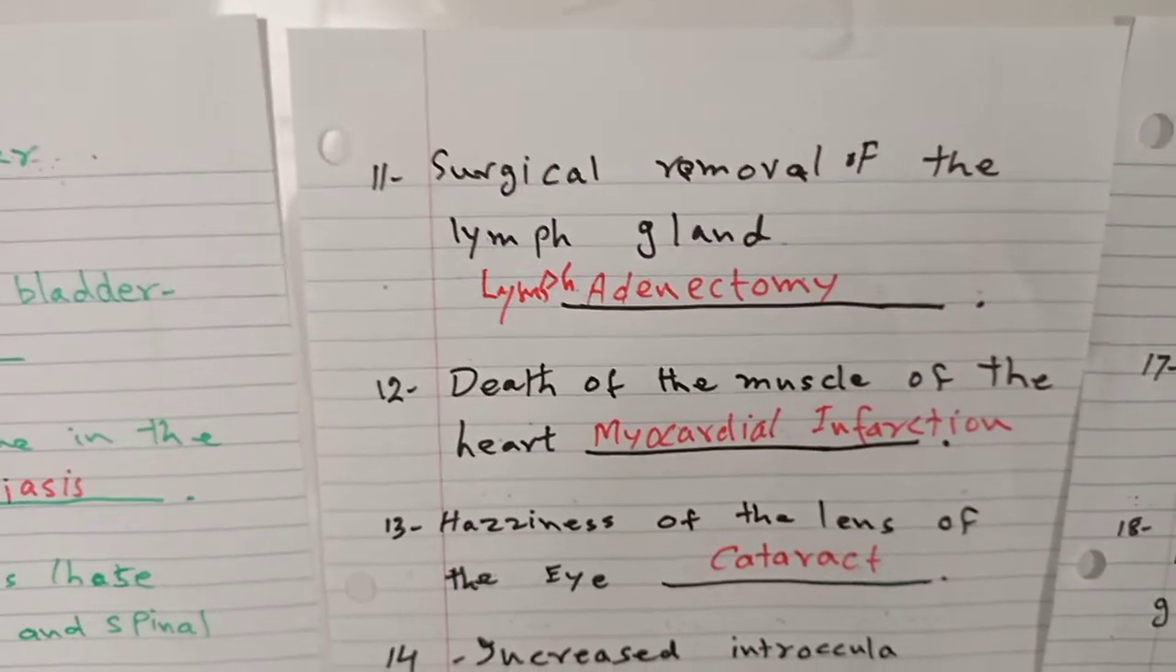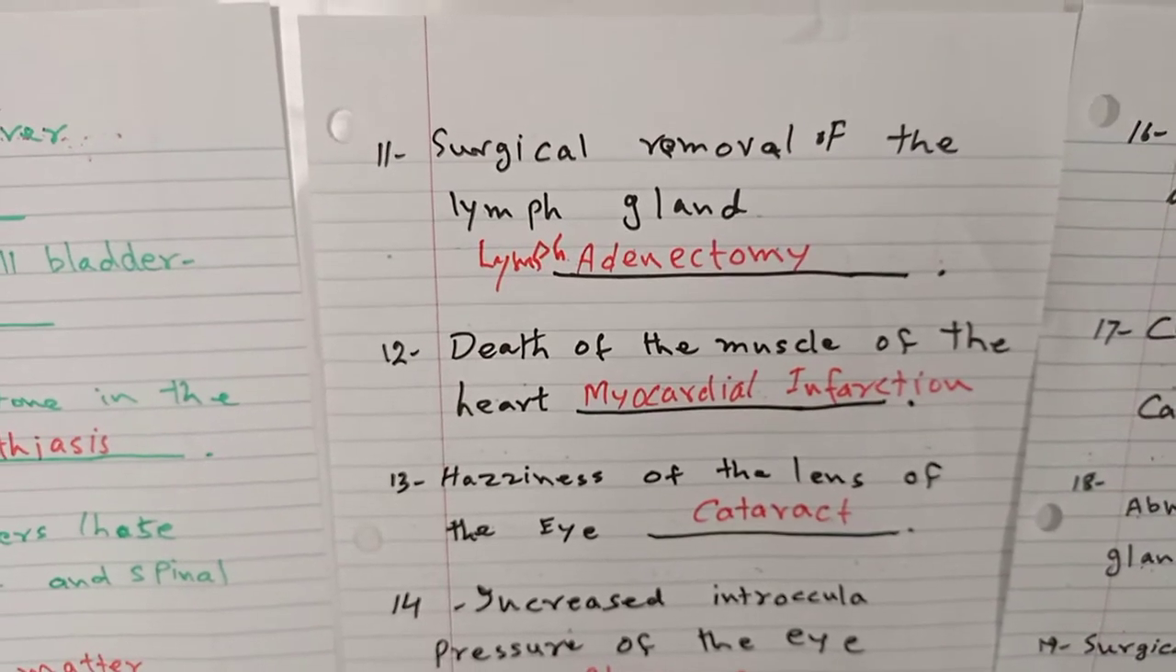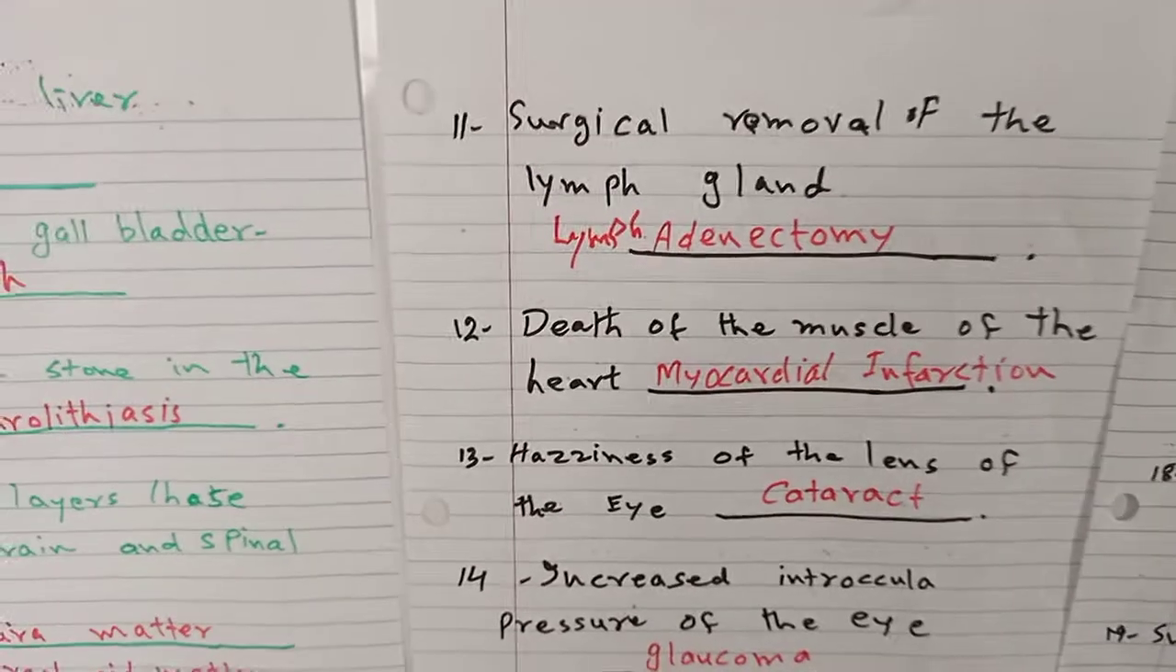12. Death of the muscle of the heart. Myo is muscle, cardial is pertaining to heart, and infarction is death. So, death of the muscle of the heart.